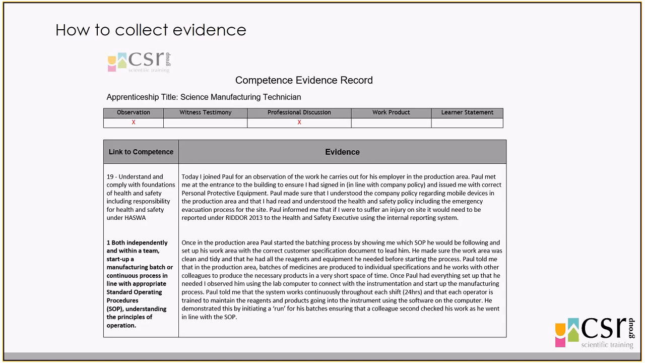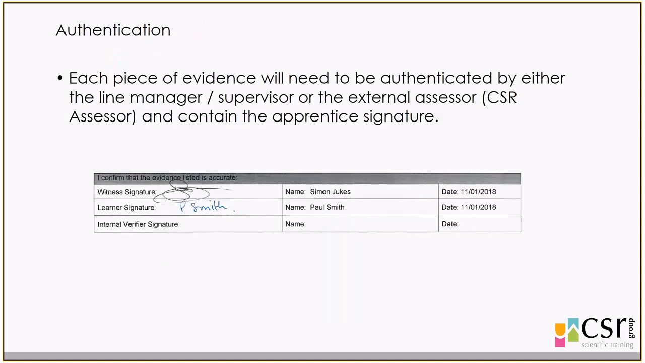Okay, so once that's done, again it needs to be authenticated, so there need to be signatures attached to those documents by both the assessor, in this case the witness, which was the assessor, was me, the learner involved, in this case Paul Smith, and obviously the date. So that would just be scanned and then uploaded to the right place online.